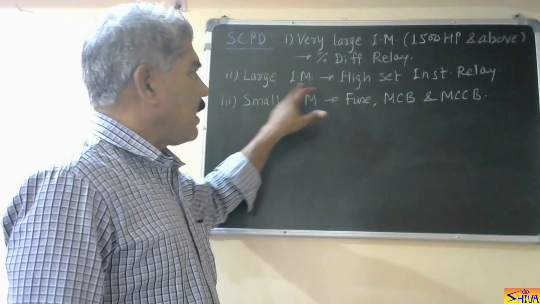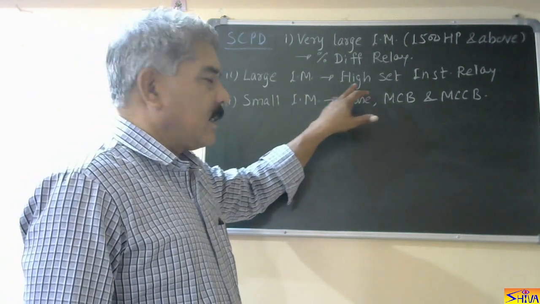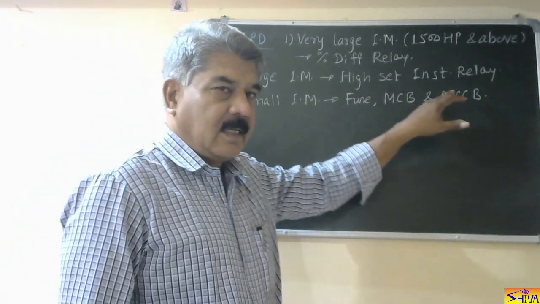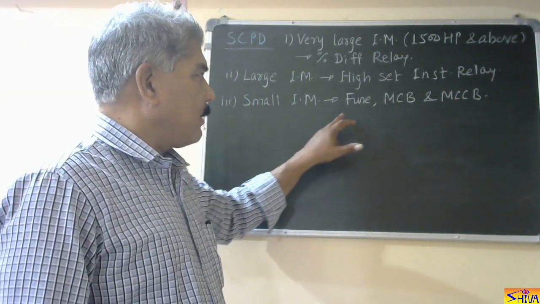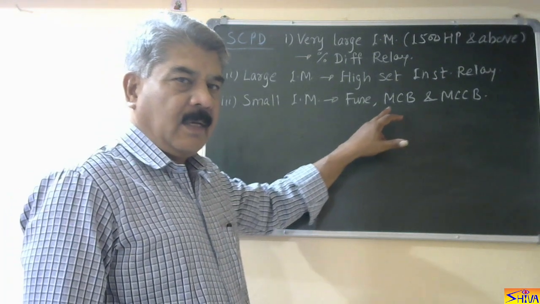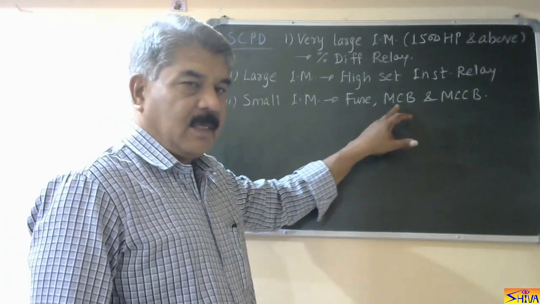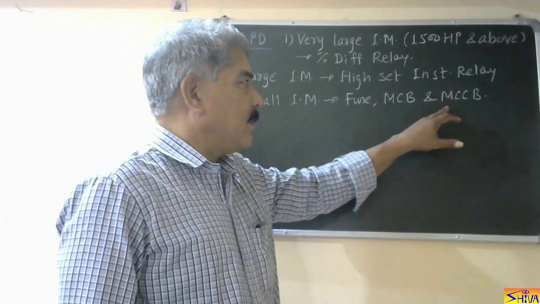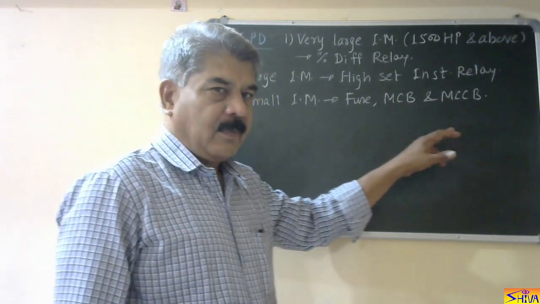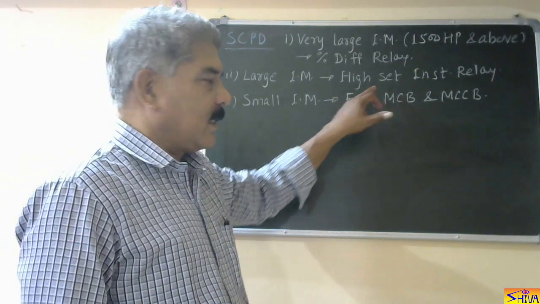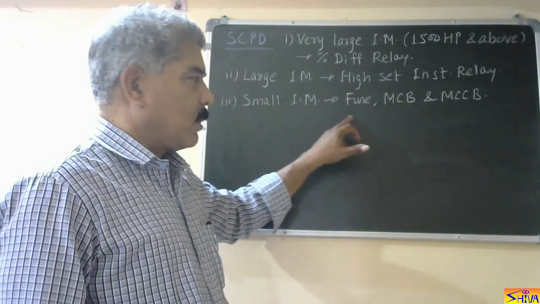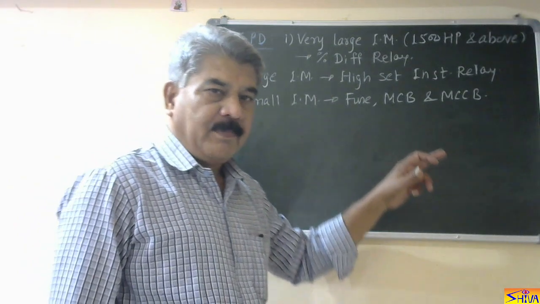Second, for large induction motors, it is high set instantaneous relays that I will explain in this lecture. For small induction motor, it is fuse, MCB and MCCB. MCB is miniature circuit breaker and MCCB is molded case circuit breaker. So I will explain large induction motor protection by high set instantaneous relay, and small induction motor protection using fuse, MCB and MCCB in this video lecture.